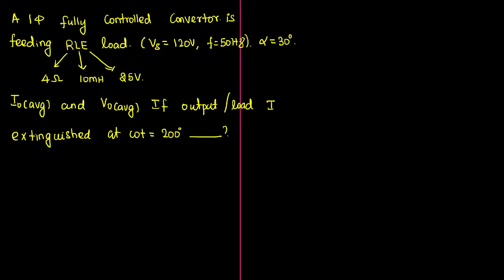If the RLE load has continuous conduction, the V naught average formula is generally 2Vm by pi cos alpha only. I hope you all know that. If it is discontinuous conduction, then how would you express it?